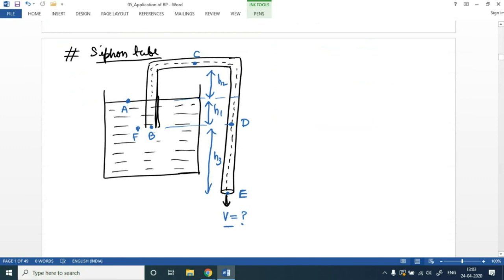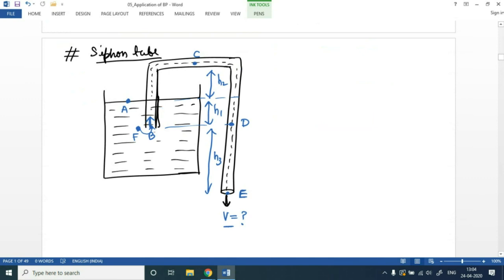So from A to F, the gravitational potential energy is decreasing, at the cost of which the pressure energy would be increasing. So here the pressure of the liquid is greater than that at A. But as the liquid enters from here to here, you must see, when it comes here, it will be gaining some velocity; it will gain some kinetic energy at the cost of this pressure energy.